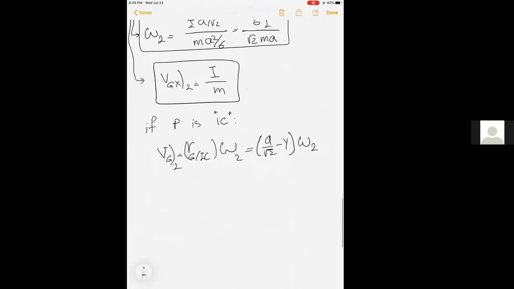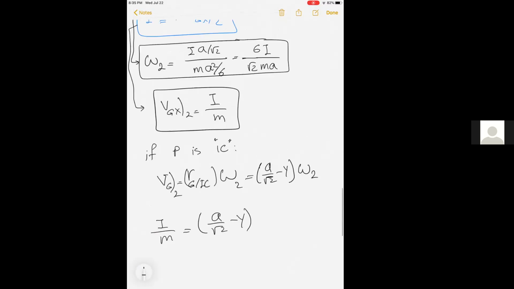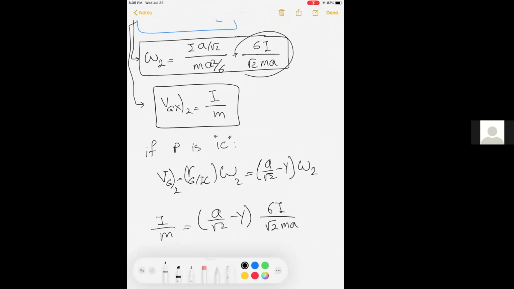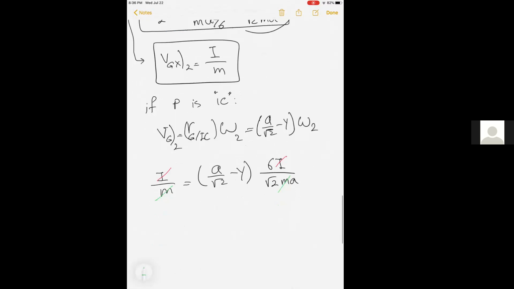So let me just substitute, see what we get. On the left hand side, you're going to get I over m. Right hand side, you're going to have a over square root of 2 minus y times this guy, 6I over square root of 2 ma. So this I is canceled out by this I, this m is canceled out by this m. And if you simplify this, you are going to get the square root of 2a over 6 is equal to a over square root of 2 minus y.